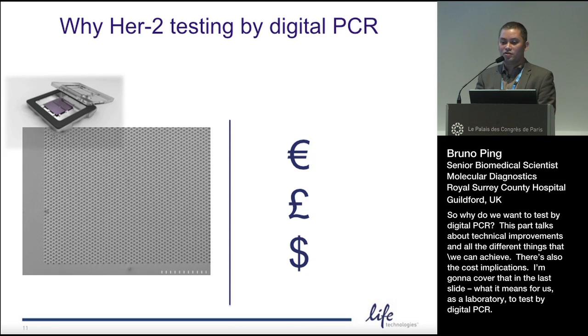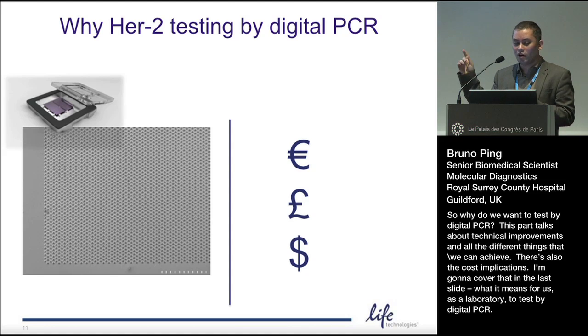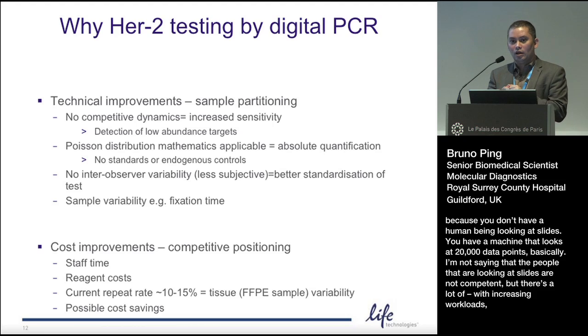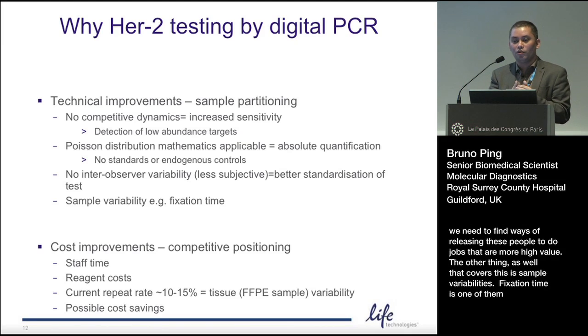So why do we want to test by digital PCR? Parker talks about the technical improvements and all the different things that we can achieve, and there are also the cost implications. I'm going to cover that in the last slide, what it means for us as a laboratory to test by digital PCR. There are 4 things that Parker covered, including competitive dynamics, Poisson distribution, and the technical improvements. And there are other 2 as well: once you start doing digital PCR, things get a little bit less subjective because you don't have a human being looking at a slide. You have a machine that looks at 20,000 data points, basically. I'm not saying that the people looking at slides are not competent, but with increasing workloads, we need to find ways of releasing these people to do jobs that are more high value.